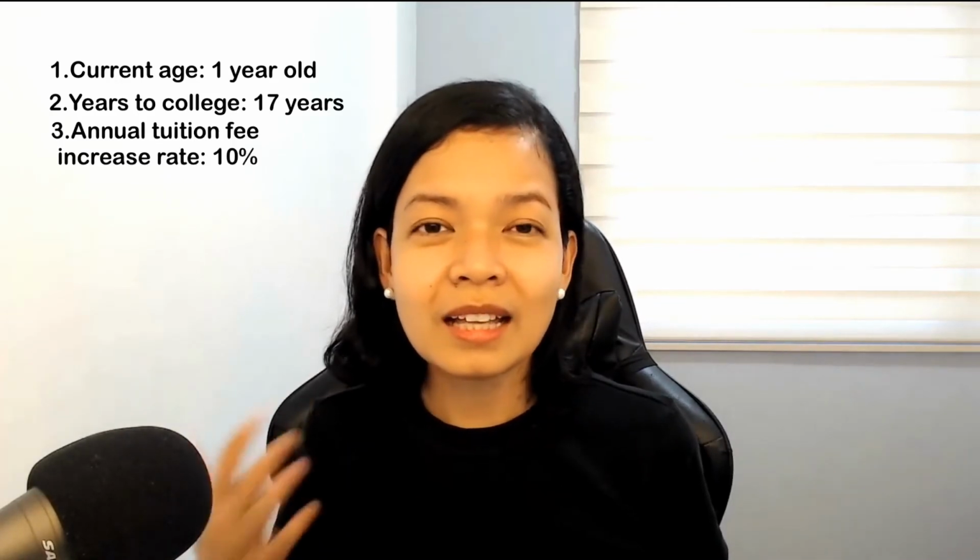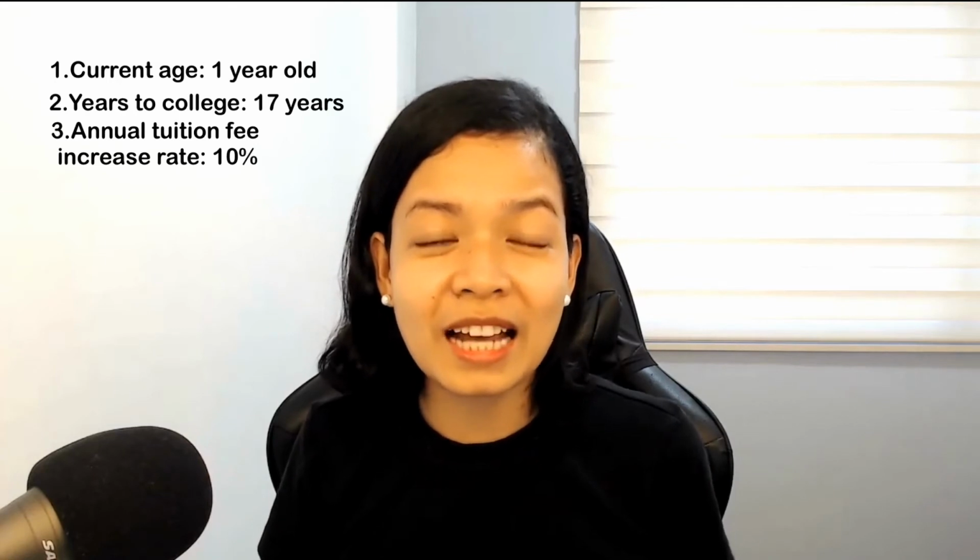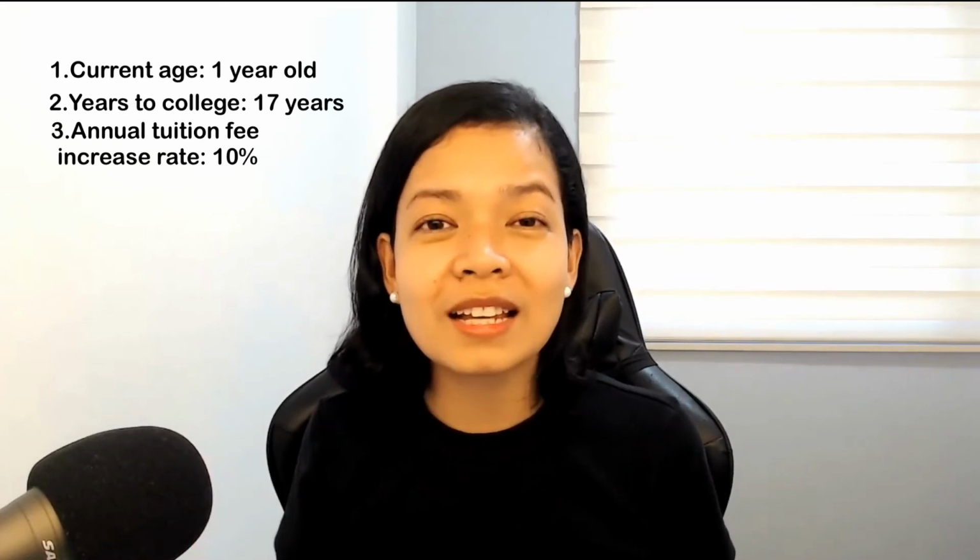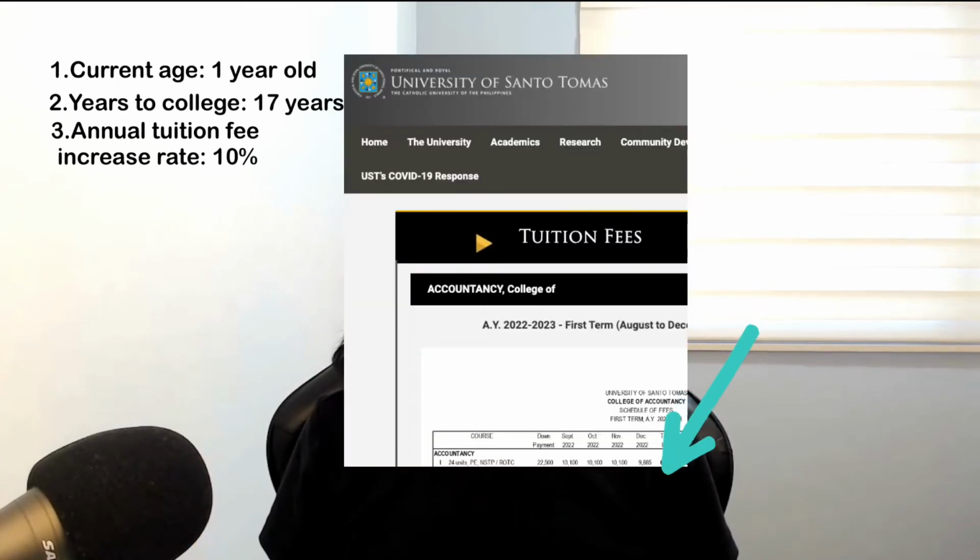Okay, so let's have another example for USD naman. So again, we have to know the age of your kids. So let's say 1-year-old again. And then years to college again is 17 years. Let's say ang annual increase rate again is 10%. So this time, ang school naman na gagamitin natin ay USD. So upon checking sa USD, ang tuition fee nila per SEM currently is around 50 to 60,000. So times 2 yan, so that's gonna be 120,000 per year.